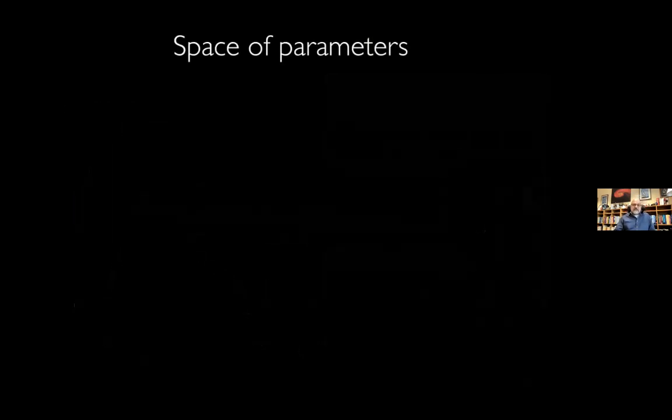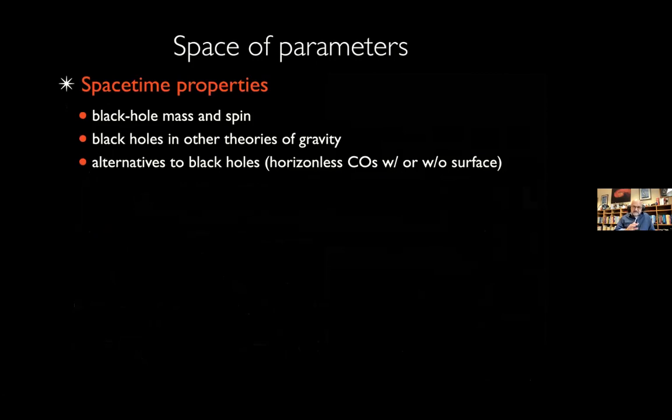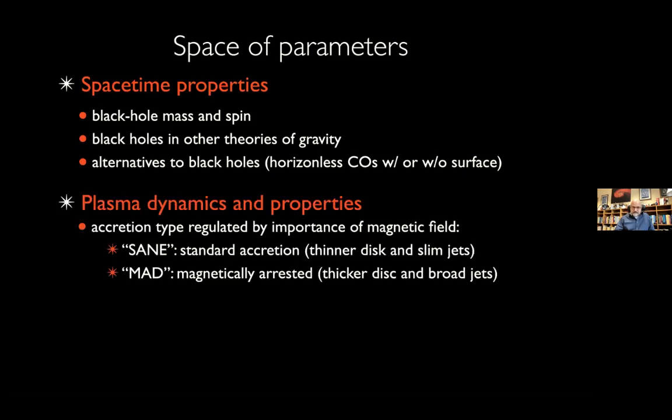Okay, so this is all basic theory. If you want to explain those images, you have to explore all the possible space of parameters. And here you have black hole mass and spin if you're in GR. You can think about black holes in other theories of gravity. You can think about alternatives to black holes, compact objects that do or do not have a horizon or a surface. Then you also have to worry about the plasma dynamics and properties. We know that there are at least two different classes of accretion. One is called SANE, the other one is called MAD. The first one is the standard accretion.